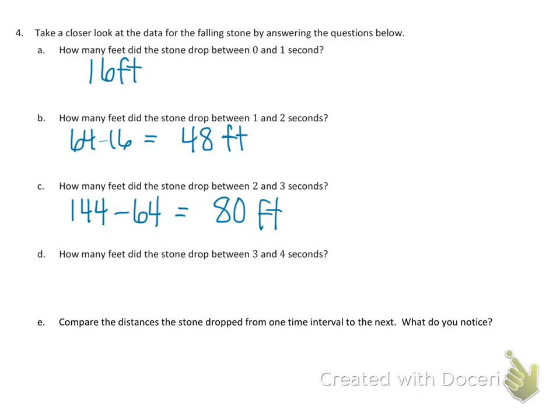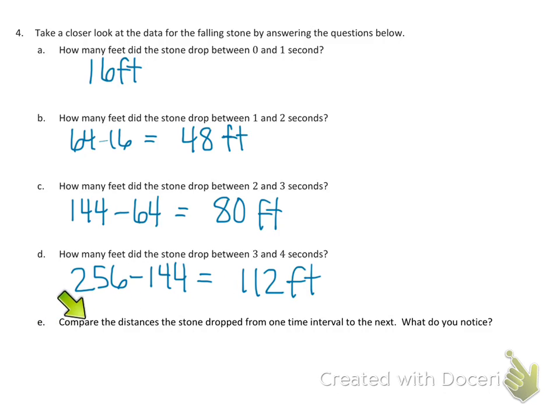How many feet did the stone drop between 3 and 4? Well, at 4, it was at 256, and at 3, it was at 144. If I subtract those, I'm going to get 112. 112 feet. So in the first second, we dropped 16. And then the second, 48, the third second, 80, and then 112.